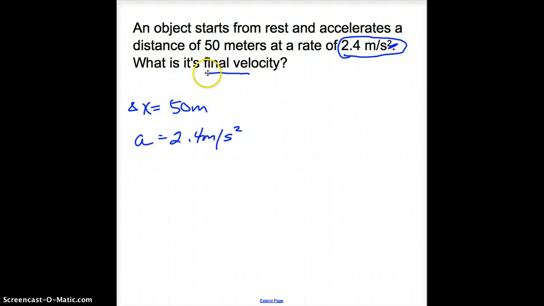What is the final velocity? So I'm looking for final velocity. And notice here it also says it starts from rest, so that's my initial velocity. So that's going to be 0 meters per second.